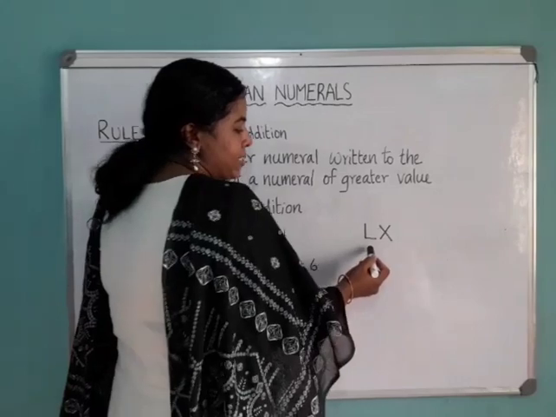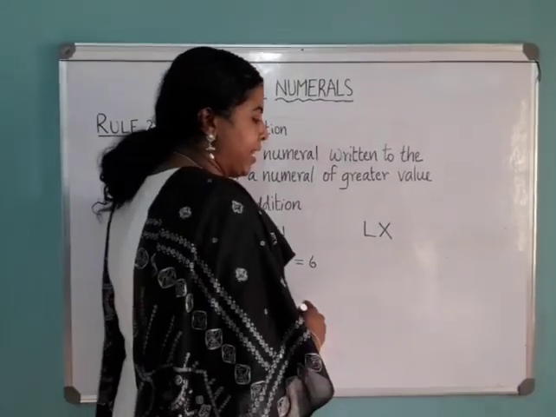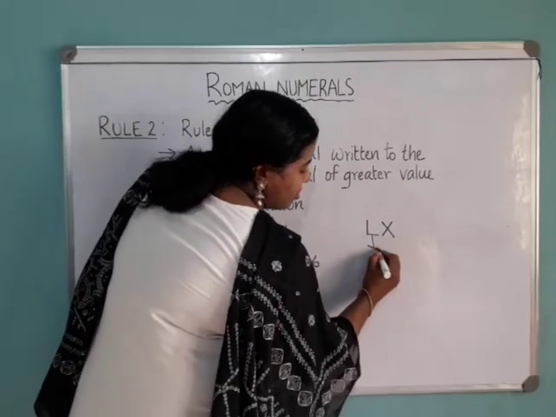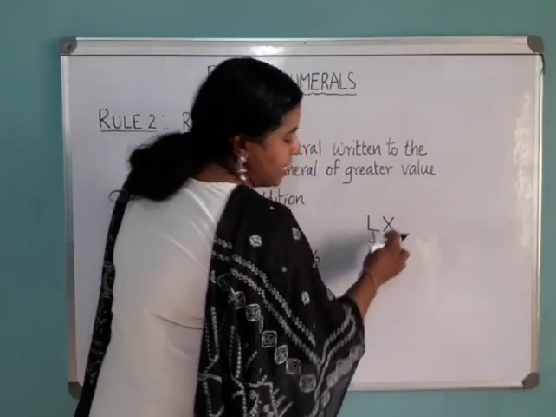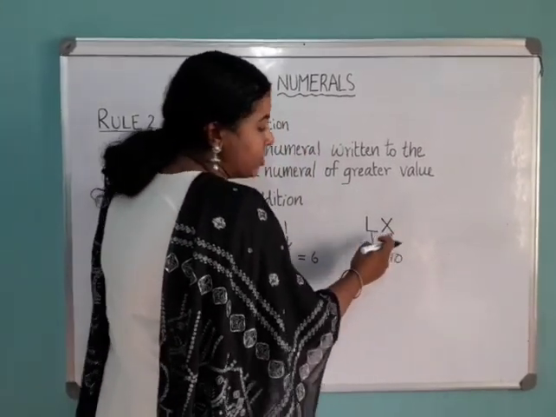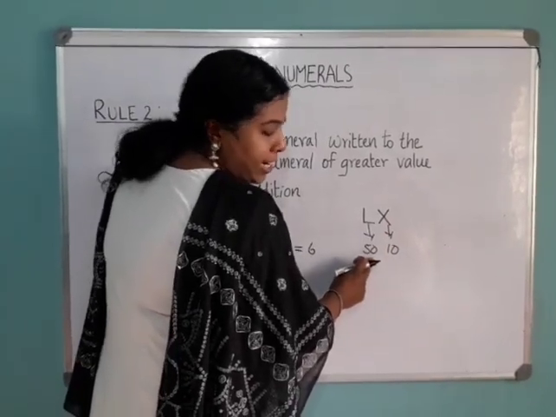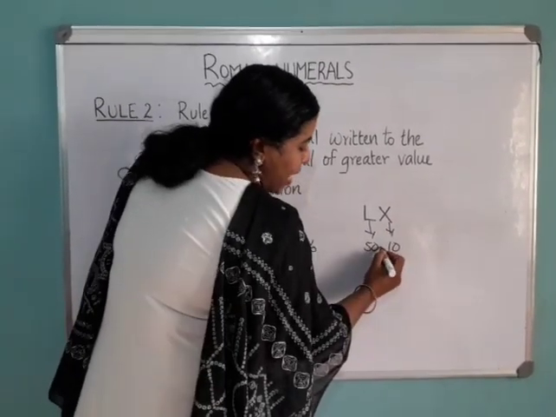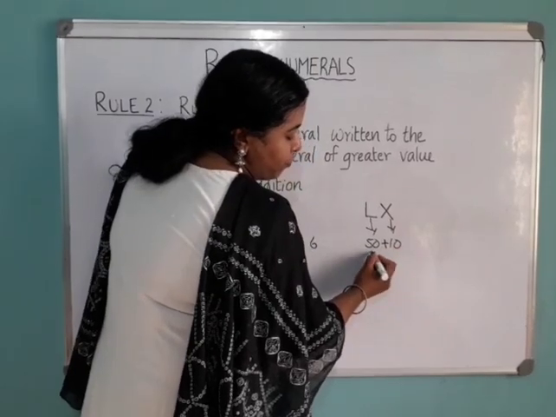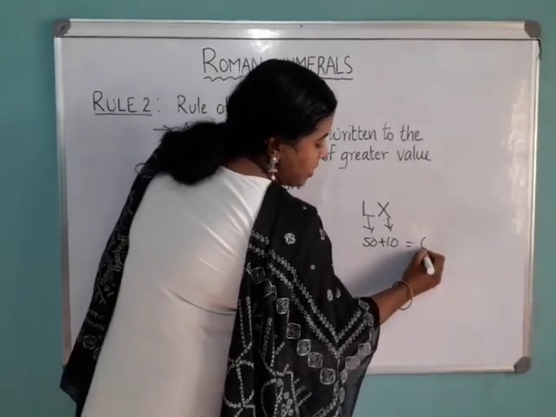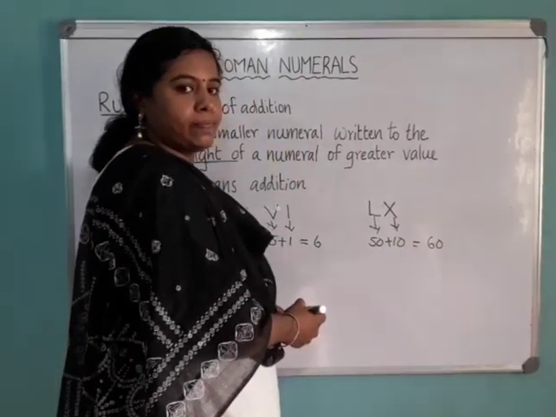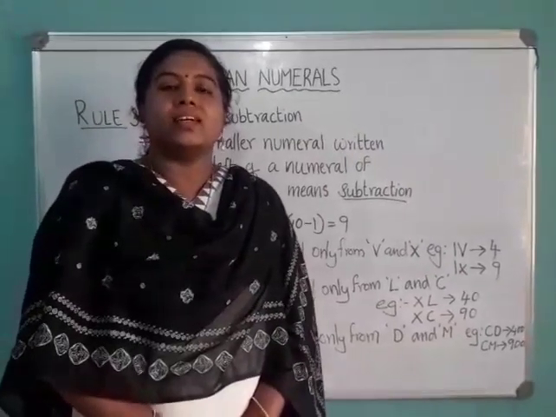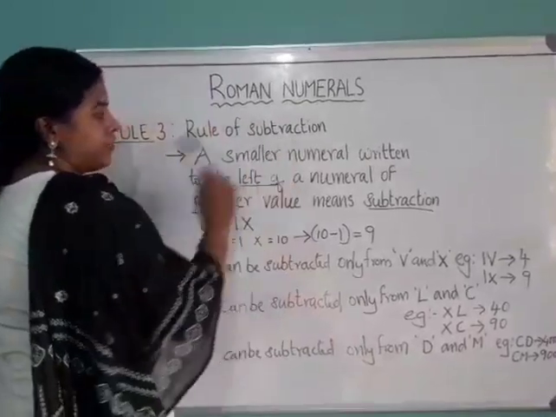Let's see one more example. Here I have written LX. L shows 50, X shows 10. So the lesser value is written on the right side of the greater value. So we should add these values. So 50 plus 10, 60. So LX shows 60.